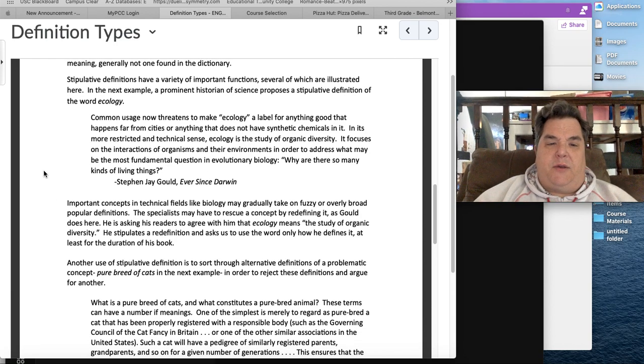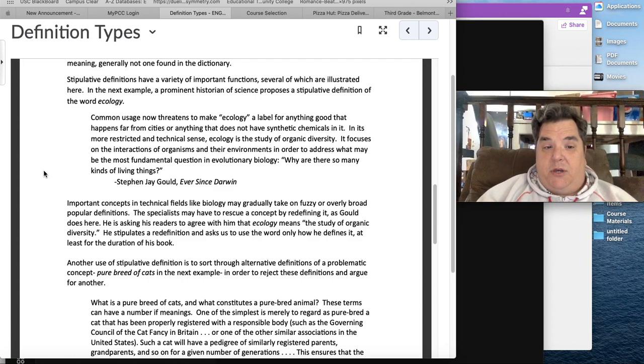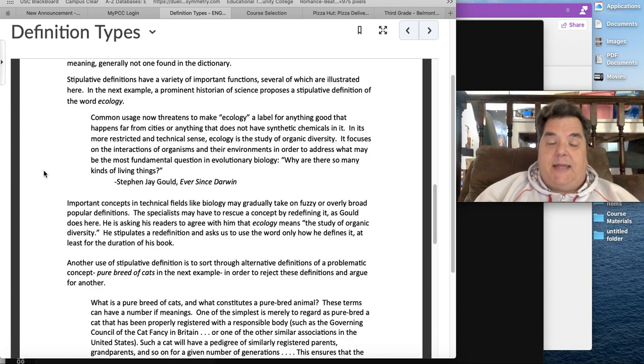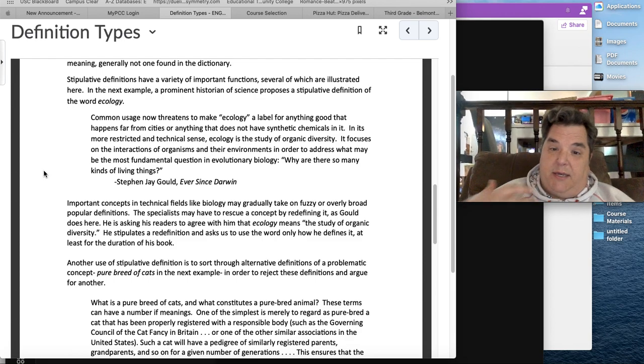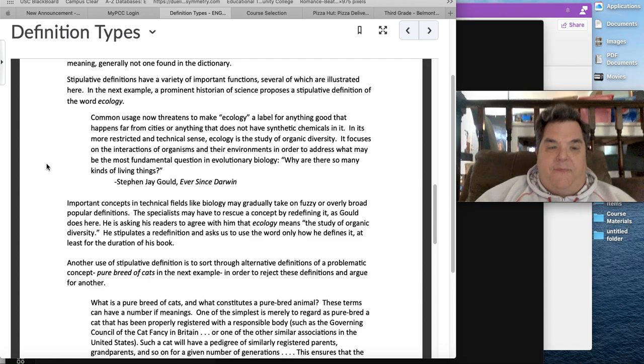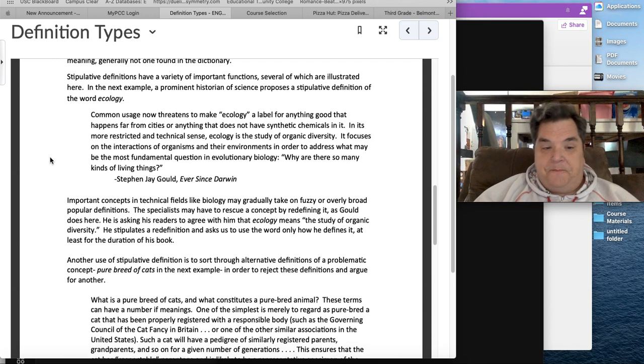If we take a look at the word ecology: common usage now threatens to make ecology a label for anything good that happens far from cities or anything that does not have synthetic chemicals in it. In its more restricted and technical sense, ecology is the study of organic diversity. So that's the actual denotation. It focuses on the interactions of organisms and their environments in order to address what may be the most fundamental question in evolutionary biology: why are there so many kinds of living things?